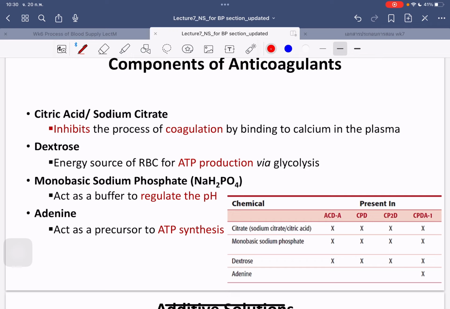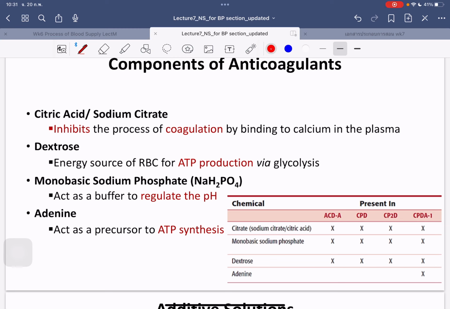The first one is citric acid or sodium citrate. As you know, this is an anticoagulant. When it functions, it will bind to the calcium in the plasma and inhibit coagulation formation.